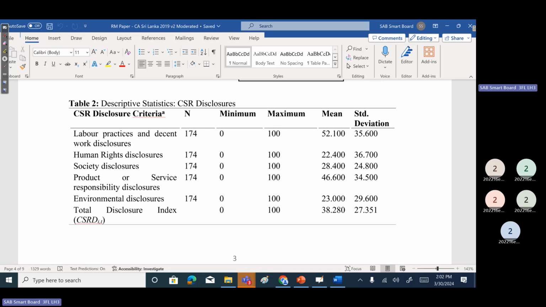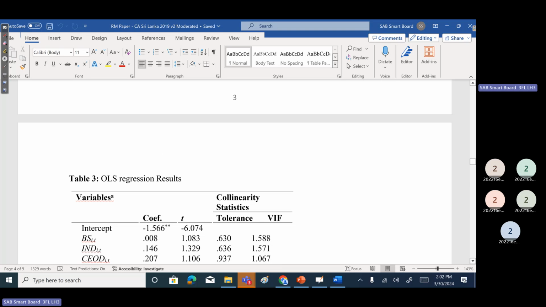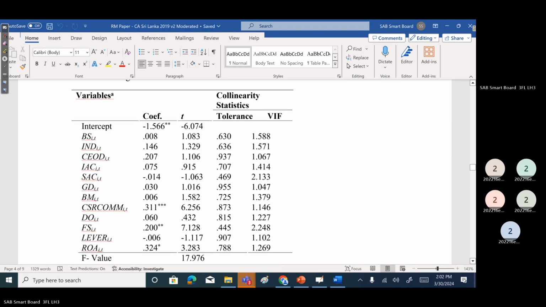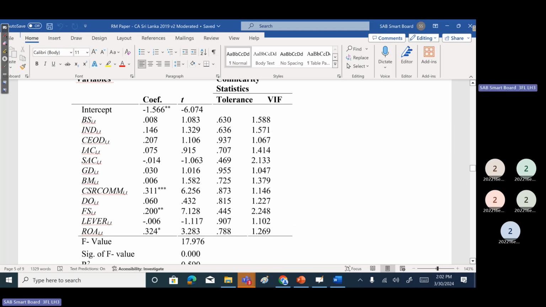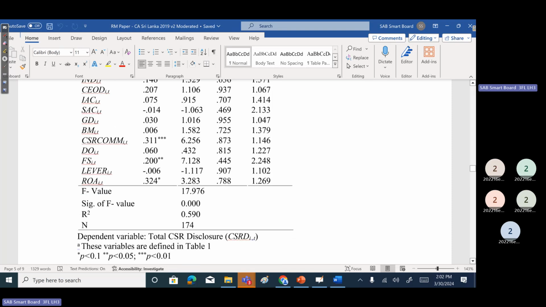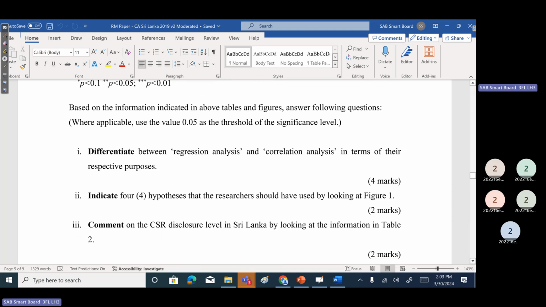Then there are subcomponents of the CSR index. Then the OLS regression analysis is given. Let me read this back and ask you the question. So yes, of course, let's see the first question. Difference between regression and correlation analysis. What's the main idea of doing a regression analysis? Prediction. You do regression for prediction.